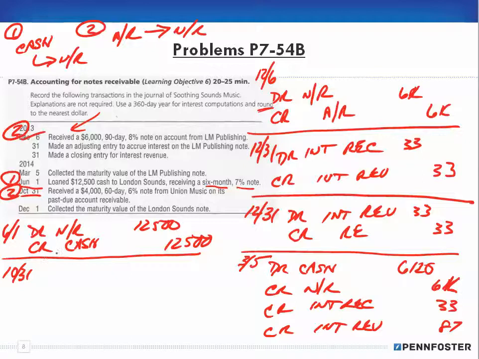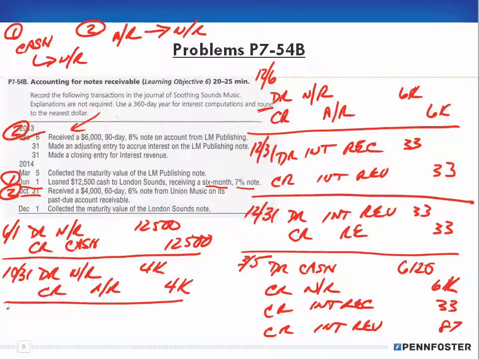On 10/31, we're going to debit notes receivable for 4,000, and we're going to credit our accounts receivable for 4,000. All right, and then December 31st, collected the maturity value of the London Sounds note. Now the London Sounds note, right here, which is this transaction.